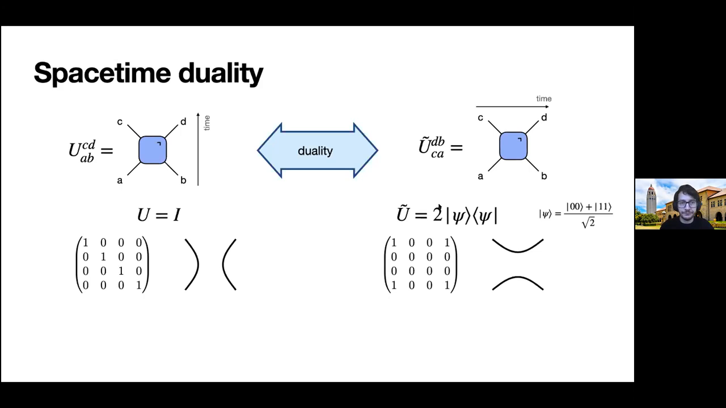Adam has weak Wi-Fi, so I'll read out his question. Could you show again which vertices are allowed in your loop model? This is from Adam Nahum.